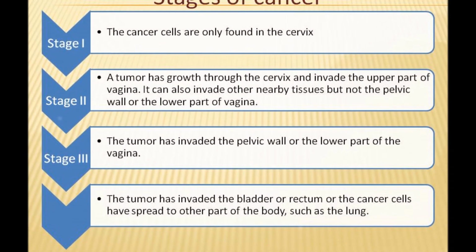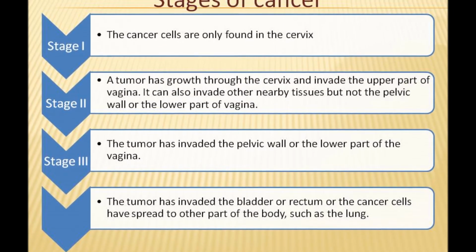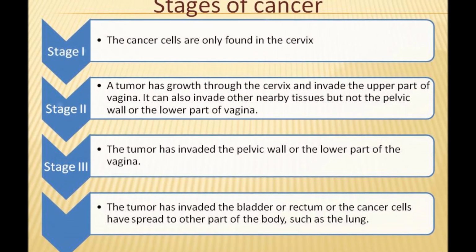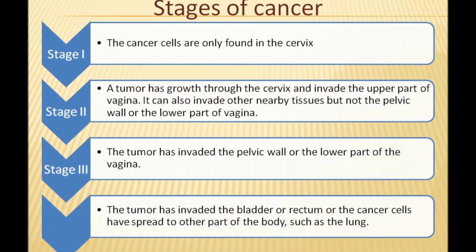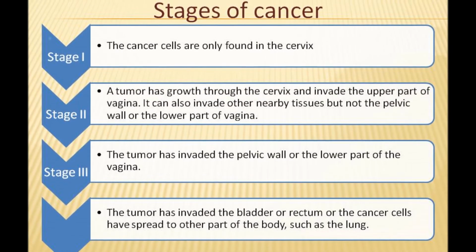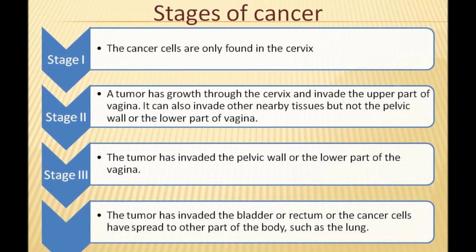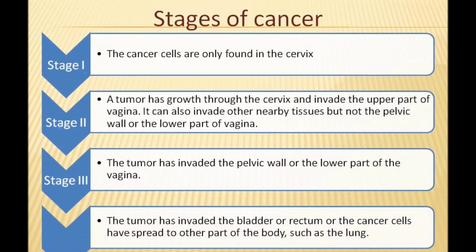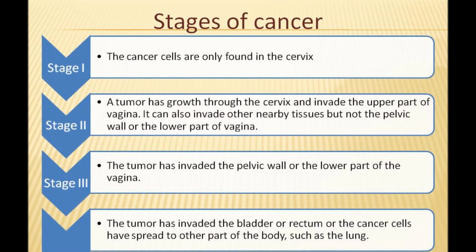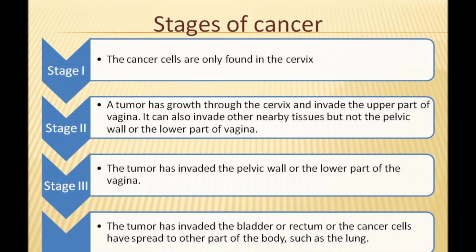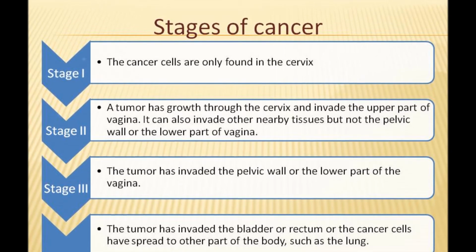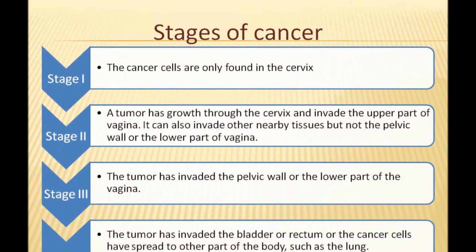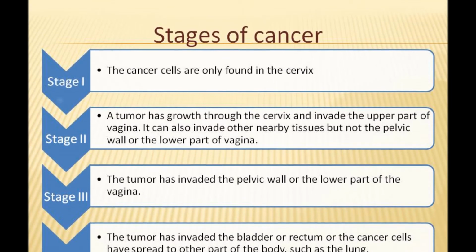There are 4 stages of cancer. Stage 1, the cancer cells are only found in the cervix. Stage 2, the tumor has grown through the cervix and invaded the upper part of the vagina. It can also invade other nearby tissue, but not the pelvic wall or the lower part of the vagina. Stage 3, the tumor has invaded the pelvic wall or the lower part of the vagina. And stage 4, the tumor has invaded the bladder or rectum, or the cancer cells have spread to other parts of the body, such as the lung.